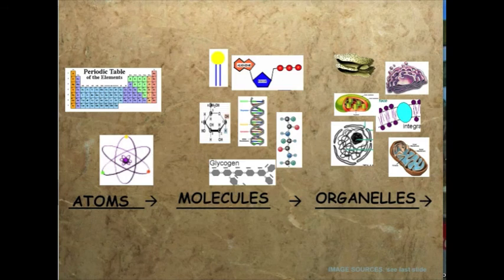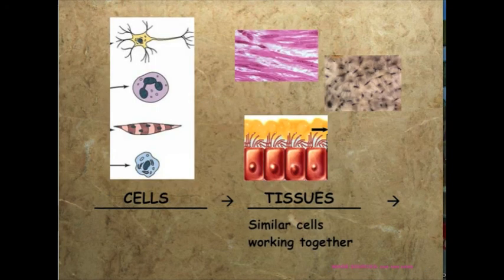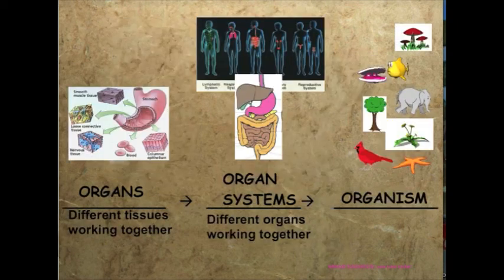Just to get a perspective of how everything that we've been studying comes together. In our last chapter on biochemistry, we talked about atoms. Atoms make up molecules. Molecules make up organelles, which is going to be one of the next sections that we learn about. Organelles make up cells. Cells make up tissues. Tissues are similar cells that work together. Tissues make up organs. Organs make up organ systems. And lastly, that makes up the organism.